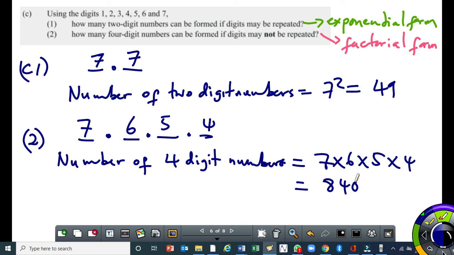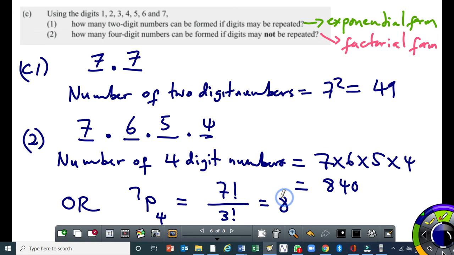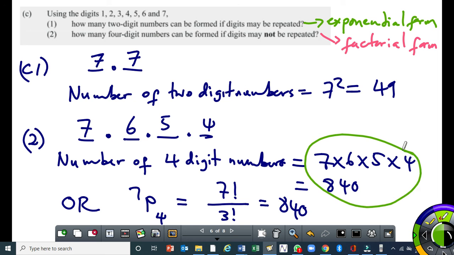Or you can do the calculation using permutations. We've got 7 digits, so it's 7 choose 4, which you can use on a calculator. This is the same as 7 factorial over 7 minus 4, that's 3, so over 3 factorial. What is 7 factorial over 3 factorial? 840. So you can decide which way you prefer, but I think most of you might prefer to do it this way.